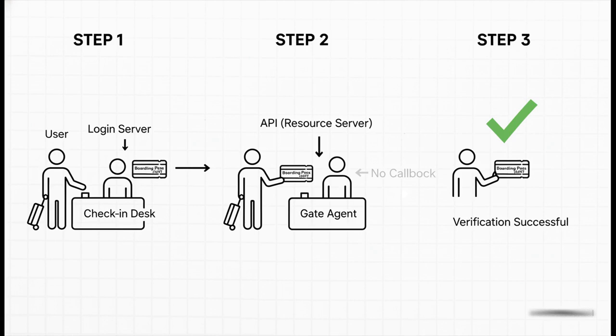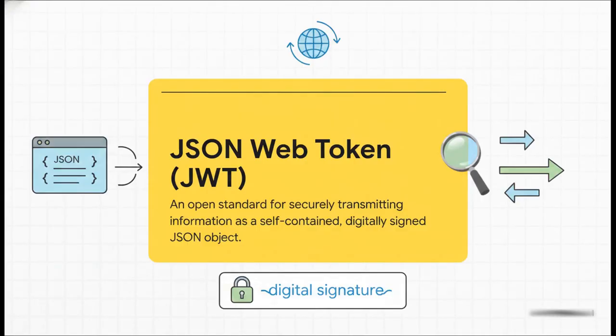It's totally self-contained. So now for the official textbook definition. A JWT is an open standard, which just means it's a well-defined public spec that everyone agrees on, and it's for transmitting information securely. But the keywords in that definition are self-contained and digitally signed. Just like your boarding pass has your name and flight info right on it, the JWT has all the info the server needs right inside of it. The secure part comes from that digital signature, which we'll get to in a minute.